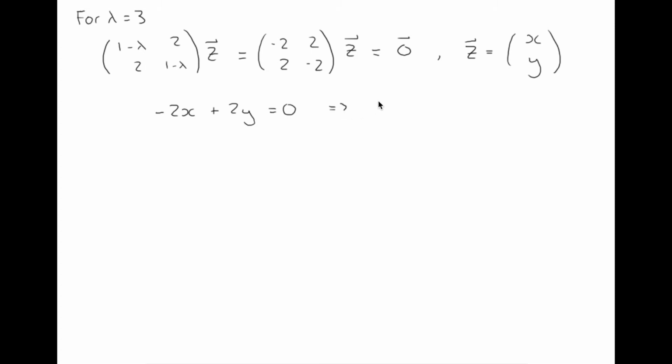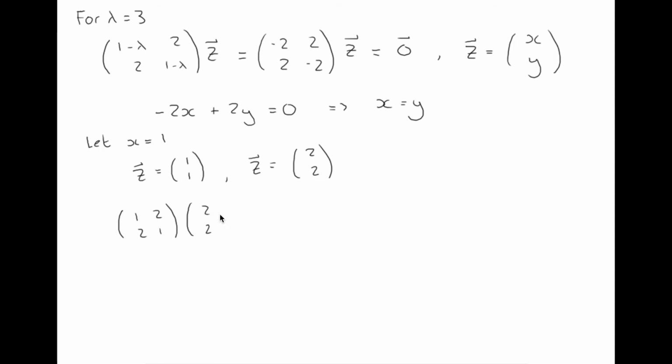This therefore implies that x is equal to y, and this actually solves the problem even though it may not be clear why. So for example, if we let x equal 1, then z will be equal to 1, 1. However, you may be thinking, what about if we let z equal 2, 2? Then is 2, 2 still an eigenvector? And the answer is yes. Eigenvectors are not uniquely defined.